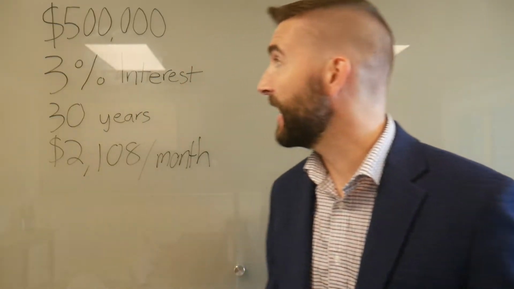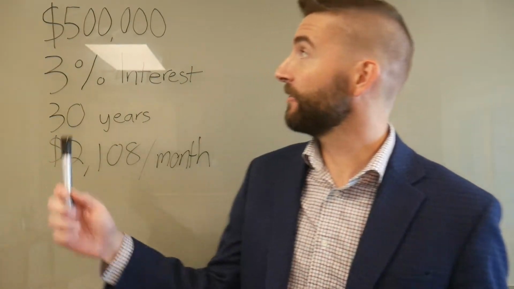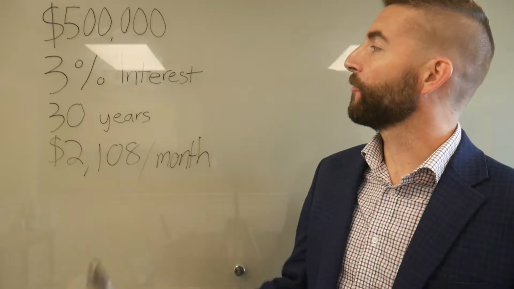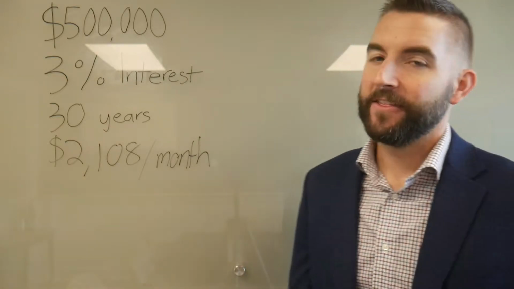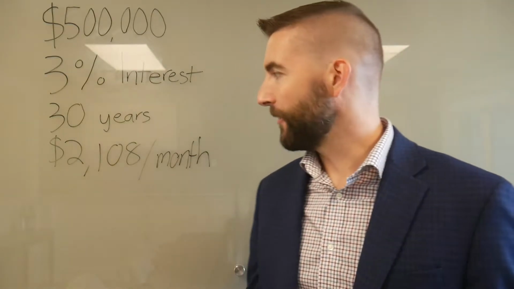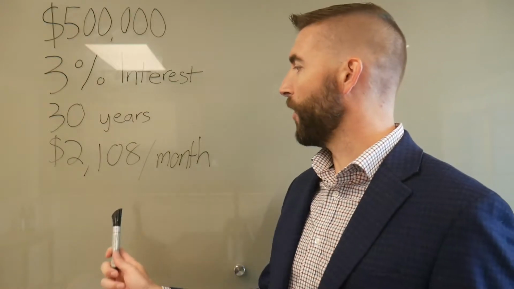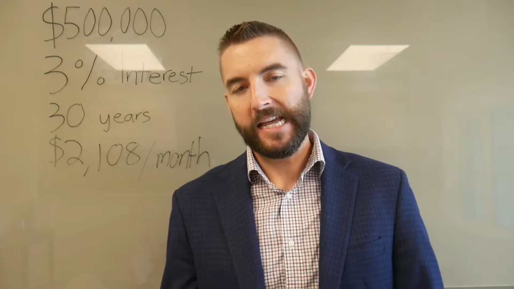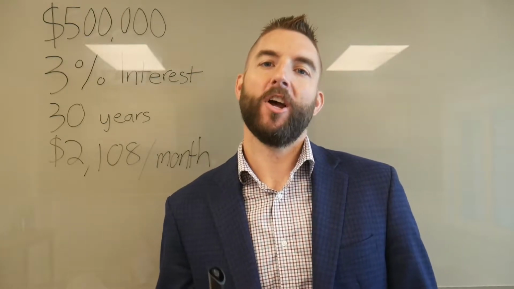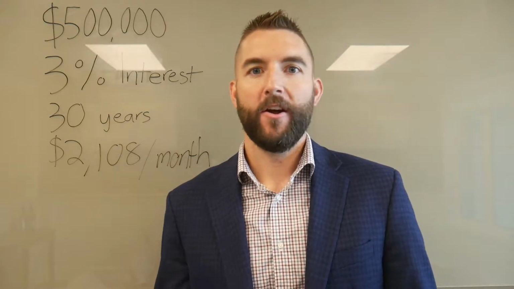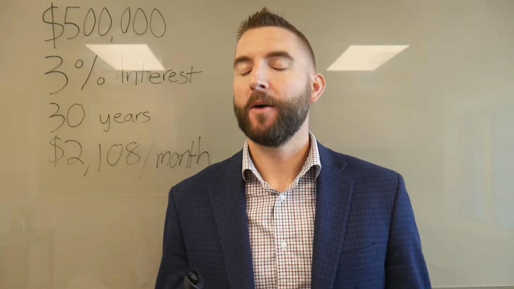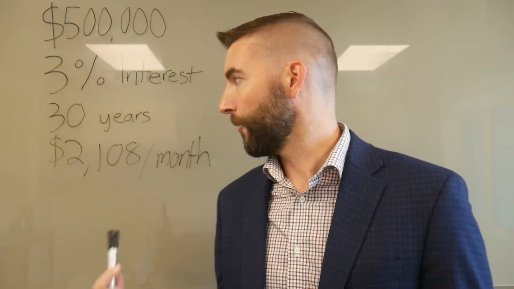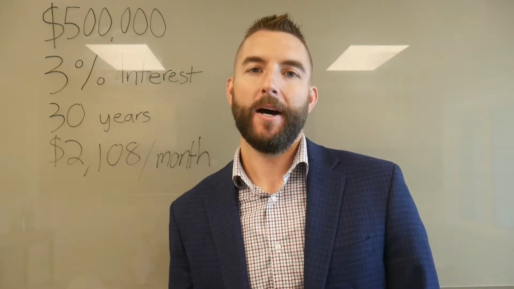So in today's example, we have $500,000 principal at a 3% interest rate. That is a 30-year term. Monthly payment here is $2,108 per month. Here's the key. The interest on a mortgage does not compound every single day, nor once a year, nor once every 30 years. It compounds on a monthly basis. So 30-year term, so 360 payments. Think of it like that.